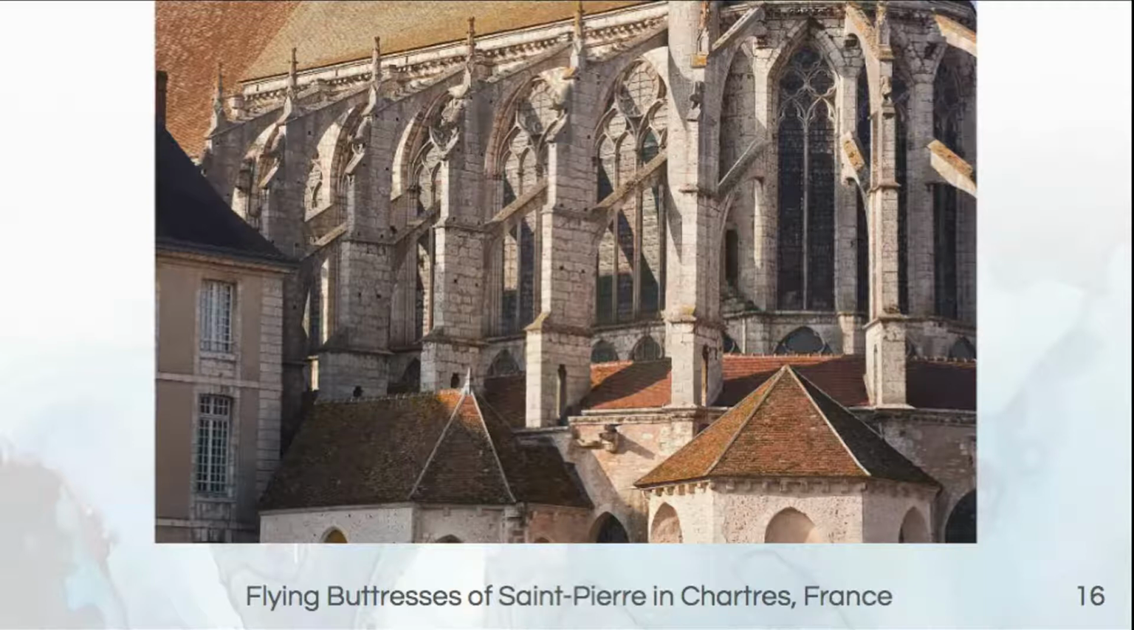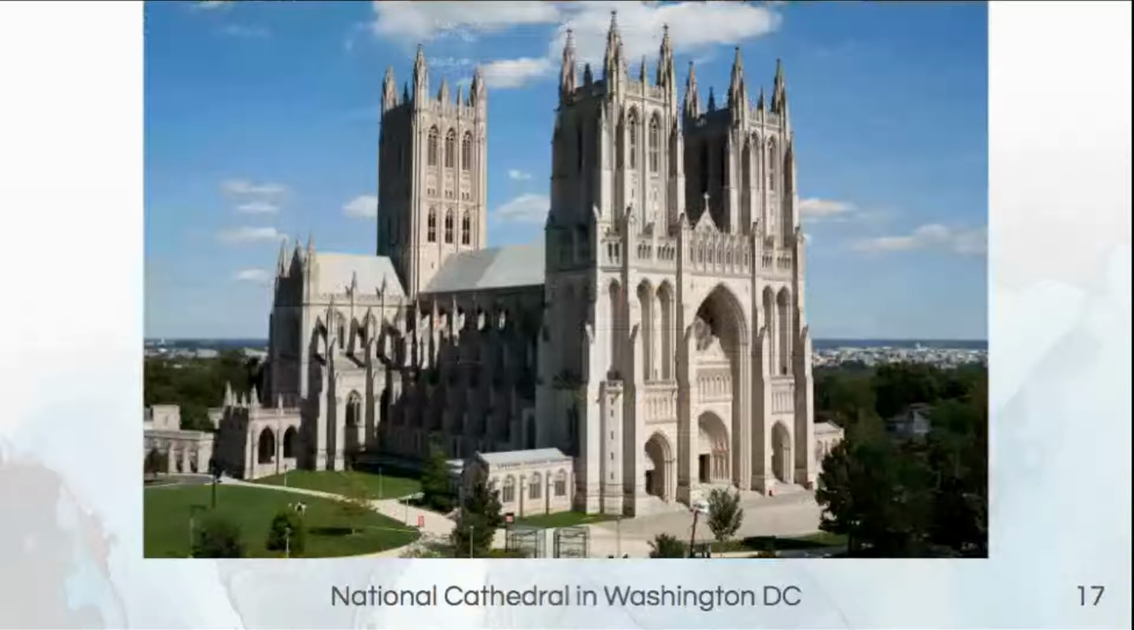Ribbed vaults can look in a whole lot of different ways, but they are incredibly important in Gothic architecture to allow these very open, immense inner spaces. We even have ribbed vaults and flying buttresses here in the United States.